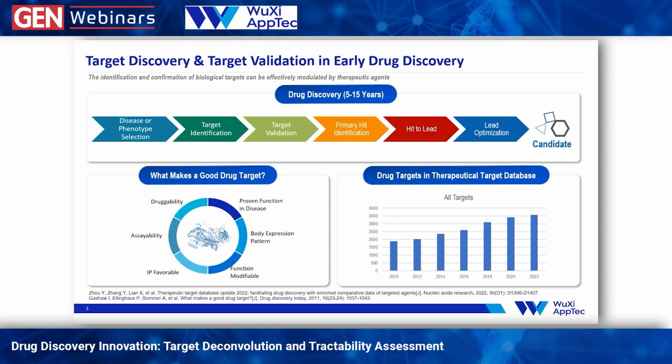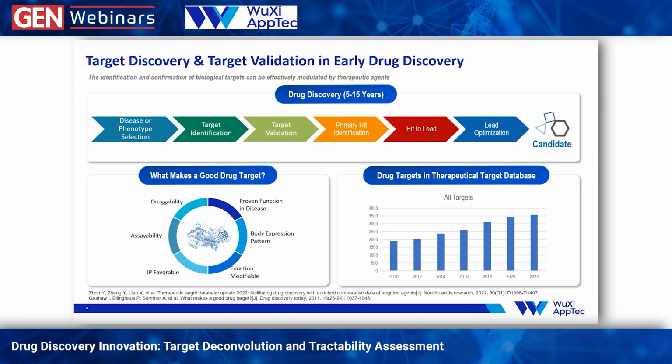So why are target discovery and target validation so important in early drug discovery? We all know the drug discovery process takes a very long time, ranging from 5 to 15 years, starting from target identification all the way to lead optimization until we can get very promising candidates to follow up. We spend a lot of time and money on this process, and we want to make sure the target is a very good target to be followed up. Otherwise, we are spending a lot of time and money for nothing.